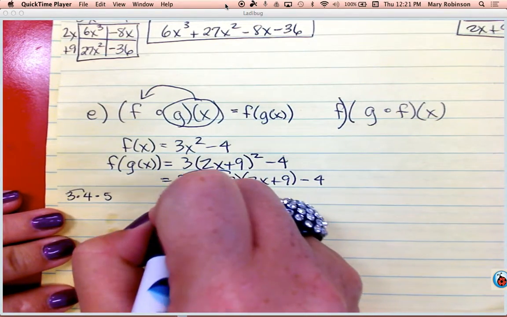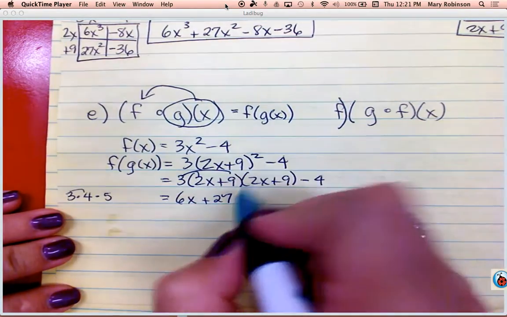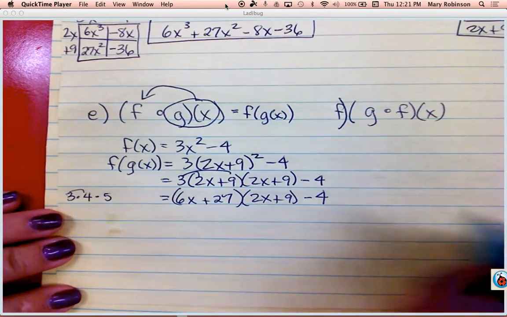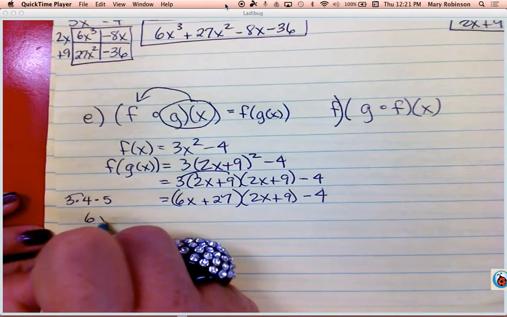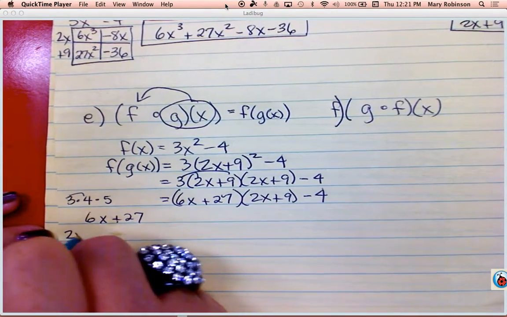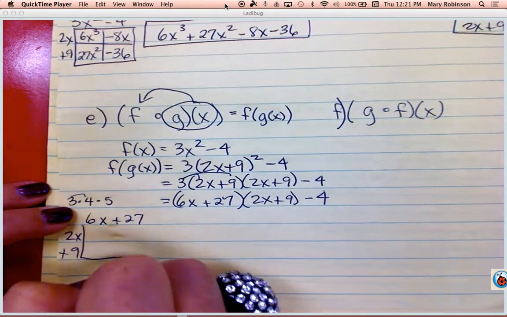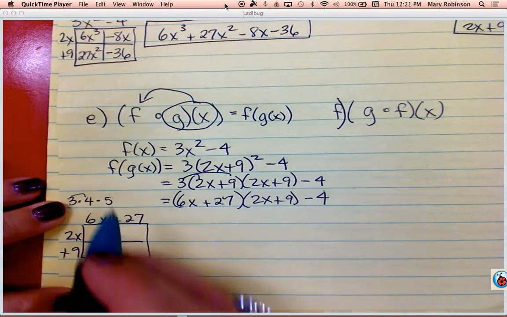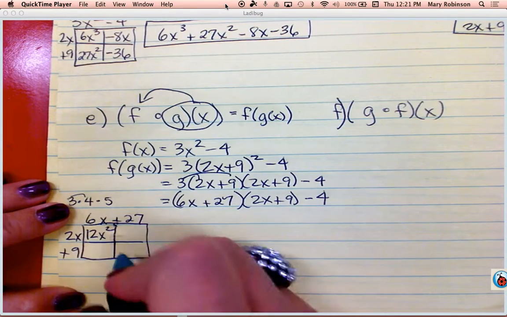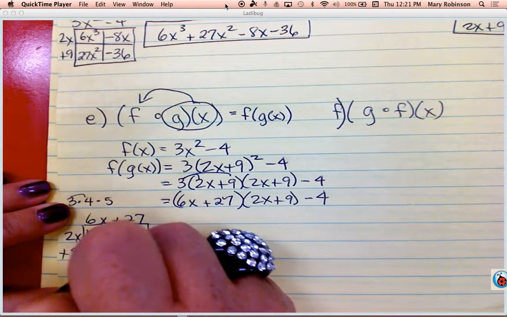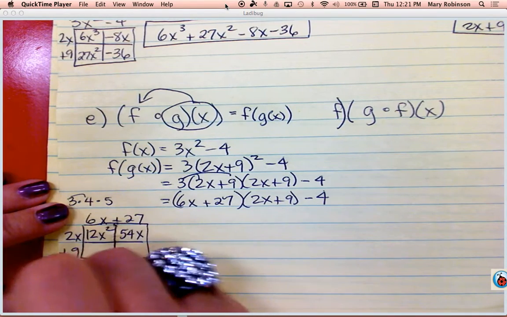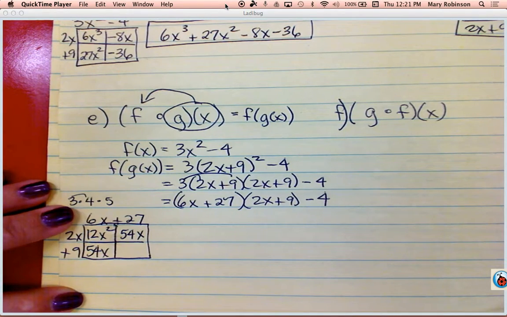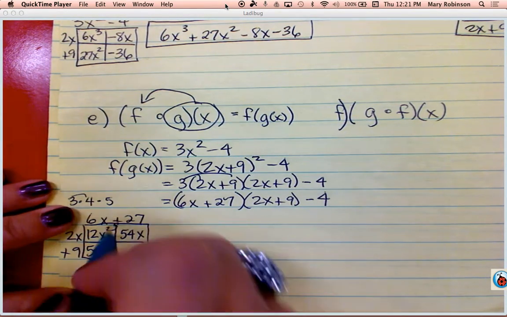So if you wouldn't do it with numbers, don't do it with algebra. So when I distribute the 3, I get 6x plus 27 multiplied by the quantity 2x plus 9. And at this point, you might want to think about setting up a box since they're larger numbers. Keep it organized. 6x times 2x is 12x squared. 27 times 2x is 54x. 6x times 9 is 54x, and 27 times 9 is 243.